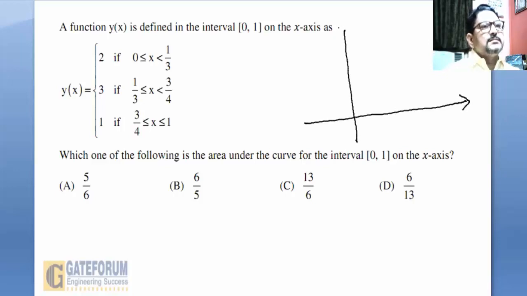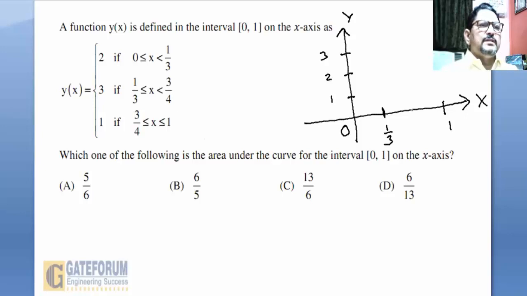The coordinate system, and this is 0. Let us suppose this is 1. Let's assume that. And here let us suppose this is 1, this is 2, and this is 3, on the x-axis and on the y-axis. Now 1/3 would approximately be somewhere on this. 3/4 would be somewhere around this. Very difficult to be accurate, but I hope you understand.